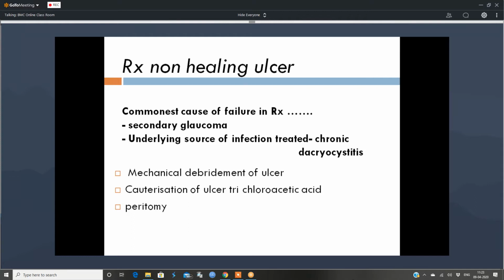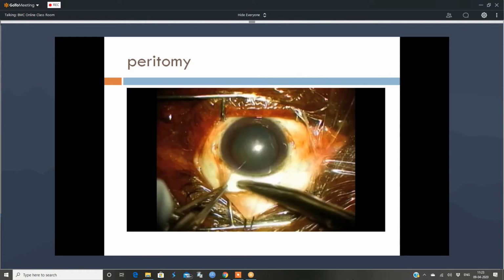And other things are cauterization of the ulcer using trichloroacetic acid or peritomy. Peritomy is this. If you can look at your screen, just do 360 degrees. We take out the conjunctiva in the 360 degrees area of the limbus. So how does this help? It probably reduces the inflammatory flow into the cornea. This is one of the proposed theories for peritomy.